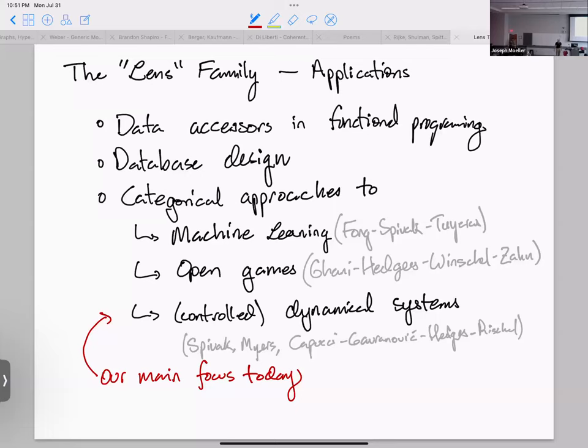And I'll say, I have a book draft on this topic, and the content of these lectures is effectively chapters 1 and 2. If you want a longer form version of these, you can think of them as lecture notes. All right, so that's the lens family. Those are the applications.